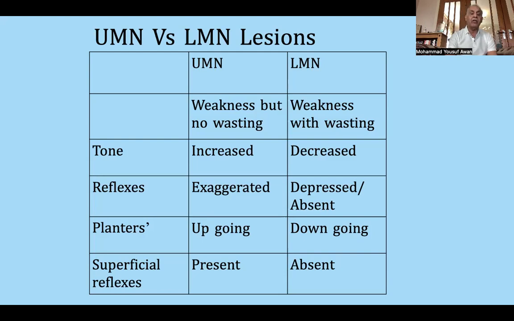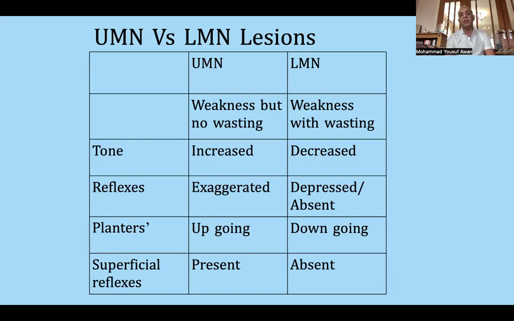Reflexes are exaggerated. You check for the tendon reflexes, the brachioradialis, the biceps, the triceps, and the knee and the ankle. So reflexes are exaggerated in the upper motor neuron lesion, but are depressed or absent in lower motor neuron lesion. The plantars are upgoing. You check for the plantars of Babinski. So these are upgoing in upper motor neuron and downgoing in the lower motor neuron.